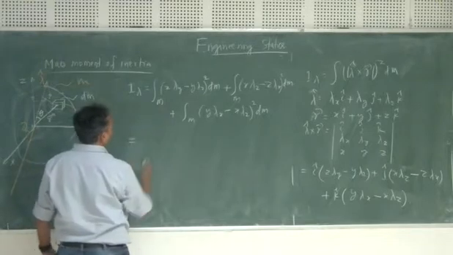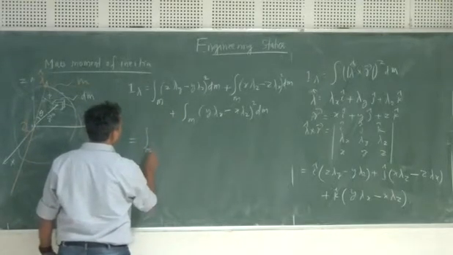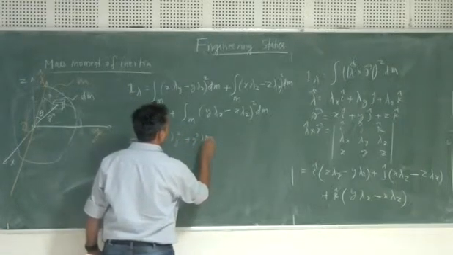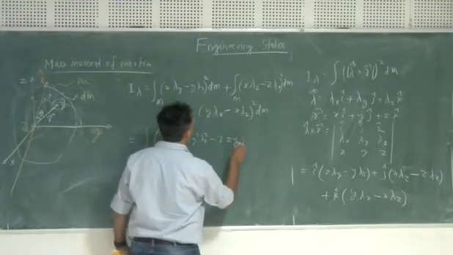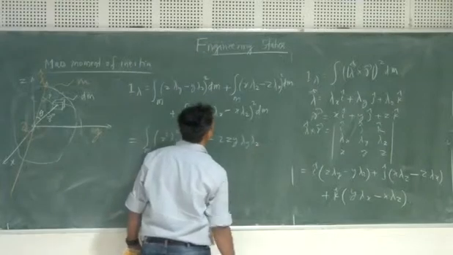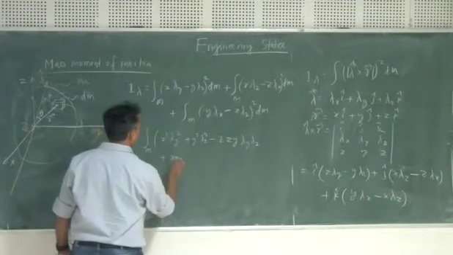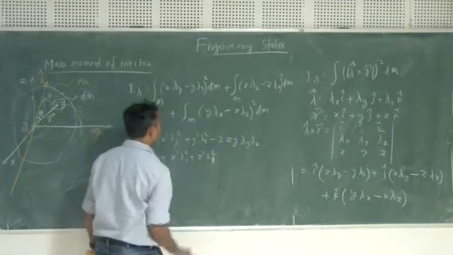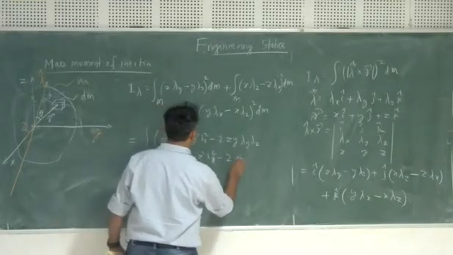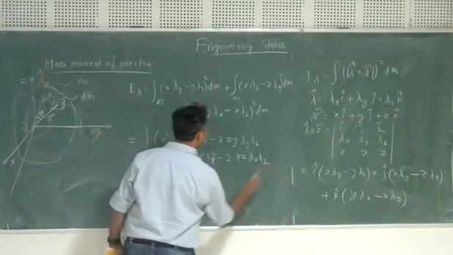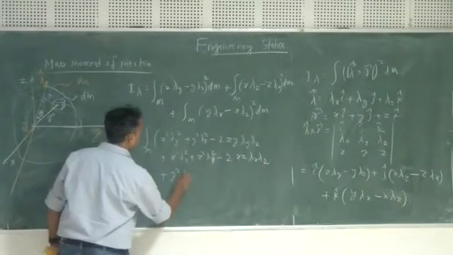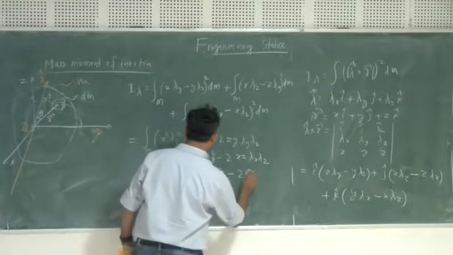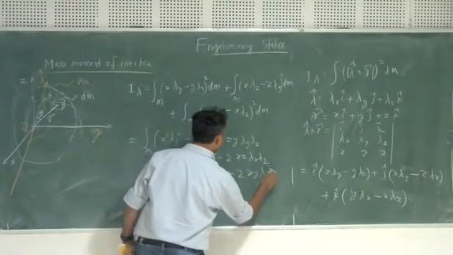And what you will basically get is z square lambda y square plus y square lambda z square minus 2 y z lambda y lambda z, right, plus x square lambda z square plus z square lambda x square minus 2 x z lambda x lambda z, and finally y square lambda x square plus x square lambda y square minus 2 x y lambda x lambda y.